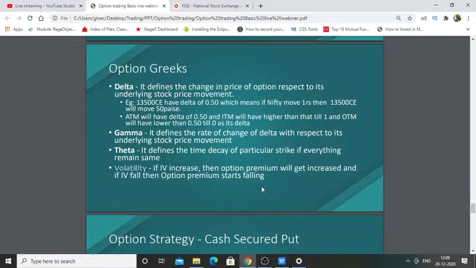So this is about volatility. Any doubts till now on the option Greeks and volatility, whatever we have seen?